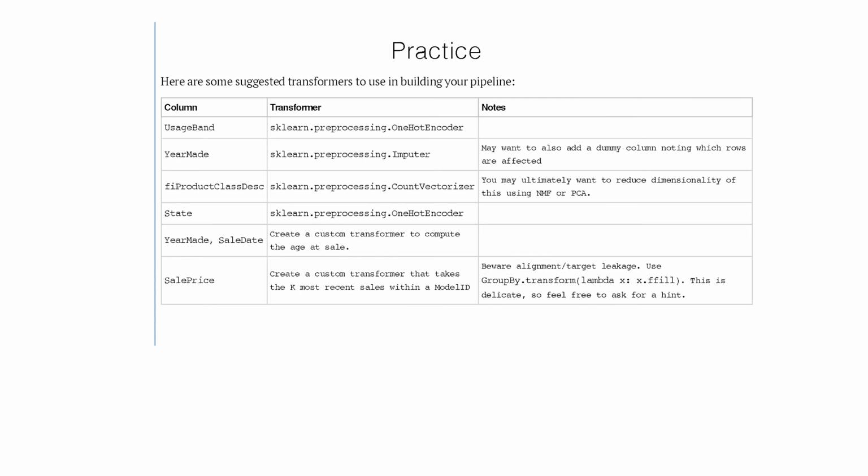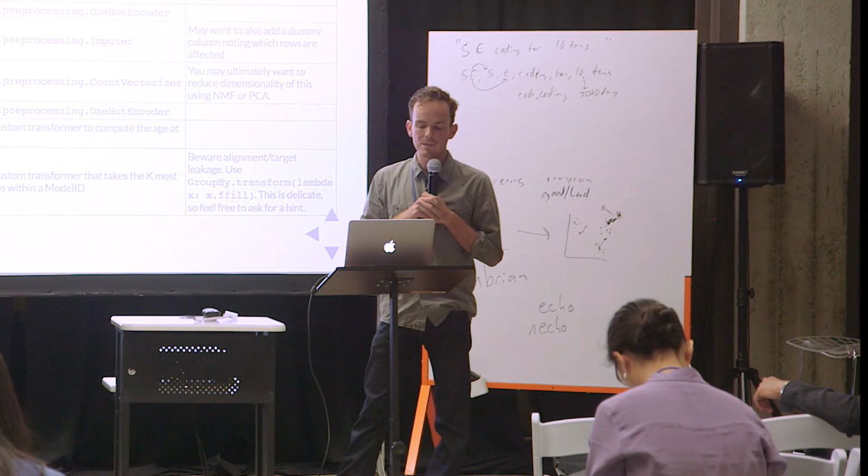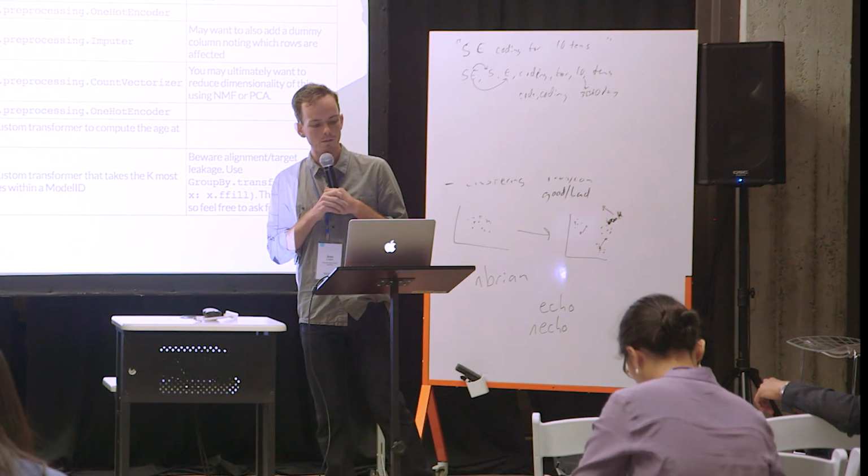You could do count vectorizer on the product class descriptions. That's a little bit of text data. One hot encoding would work possibly for state, although with 50 classes that's perhaps questionable. And then you could also compute a custom transformer to compute the age at sale. So all of your feature engineering can be wrapped up in transformers, and it's a nice modularization of your feature transforming. One step goes in a single transformer, and that's pretty nice if you've been writing long scripts where it's hard to say where one feature ends and the other one begins. Having them all wrapped up inside their own transformer classes will be pretty luxurious.